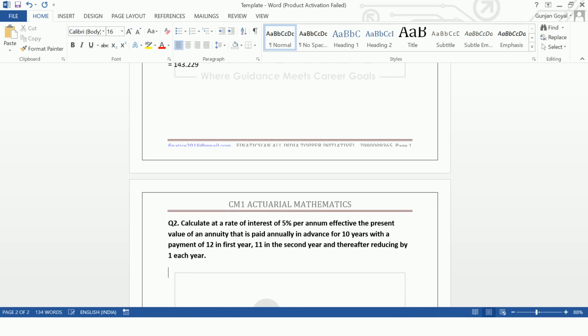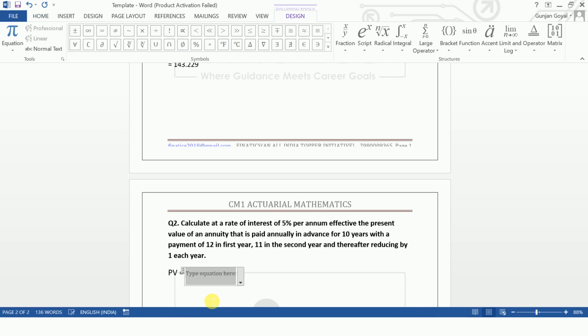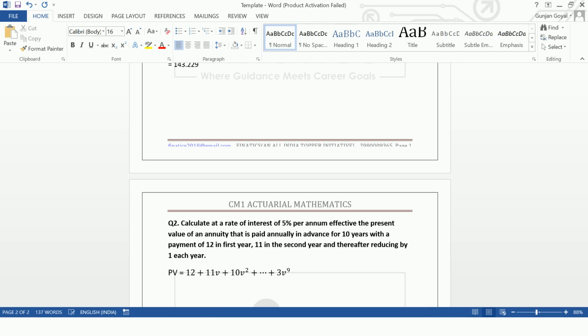So your equation for present value will become what? I'll just insert the equation format, it becomes easy. 12 plus 11v plus 10v square. Always press a space so that you get the format. Plus dot dot dot, and it goes on, plus the last value will be 3v to the power 9. And this brings your equation.